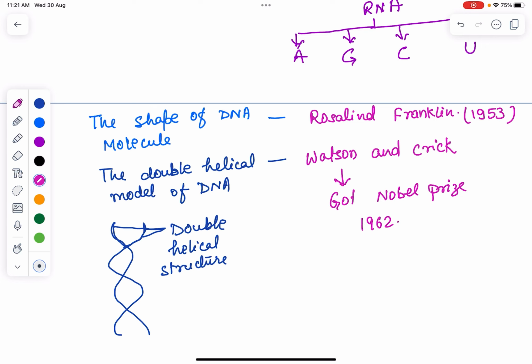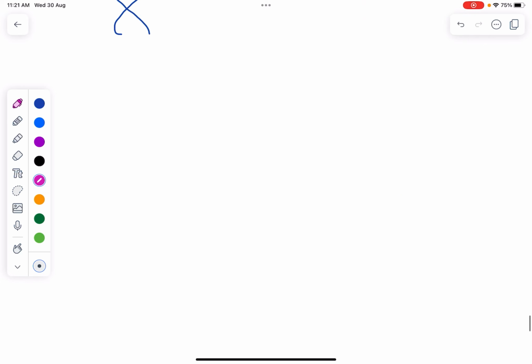Now next we will see what a gene is. Genes are specific sequences of nucleotides on a chromosome that encode a particular protein, which are expressed in the form of some particular feature of the body.